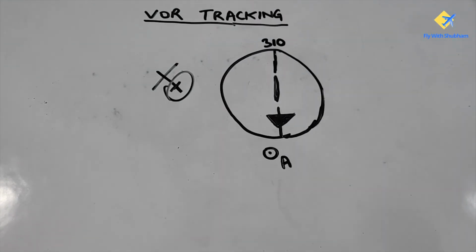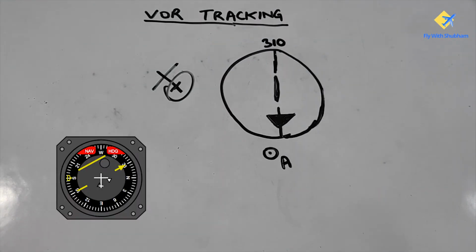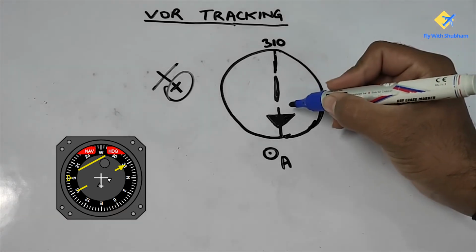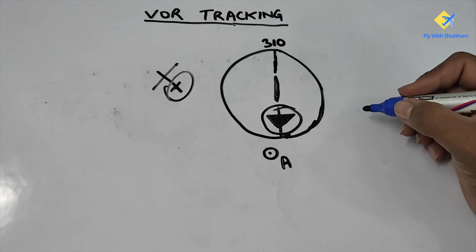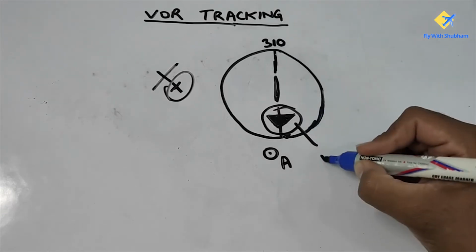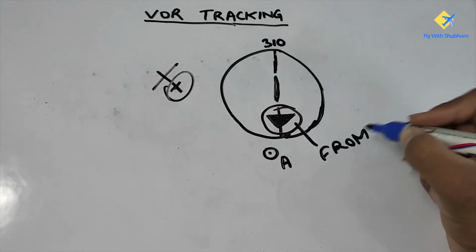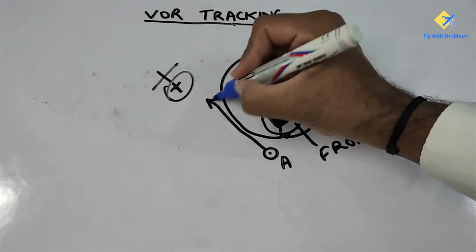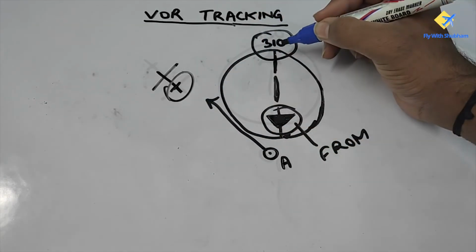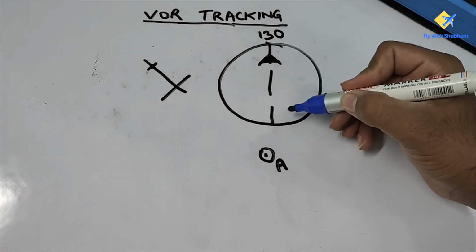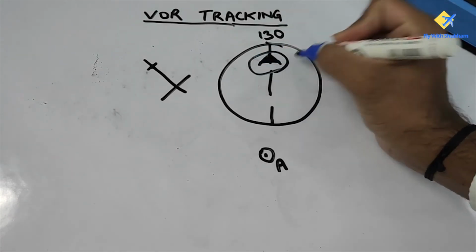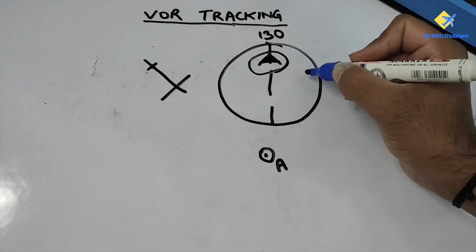This is a very simple example of a CDI, or course deviation indicator, where this flag tells you whether you are going towards the station or away from the station. So this is a from flag. This means that you are going away from the station on a radial of 310. Whereas if you were going towards the station, this is how the CDI would look like. The flag will be above, showing that you are going towards the station.